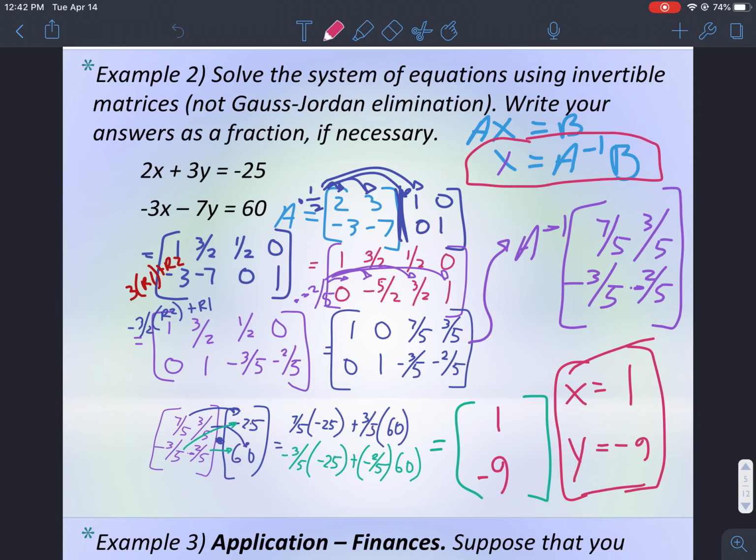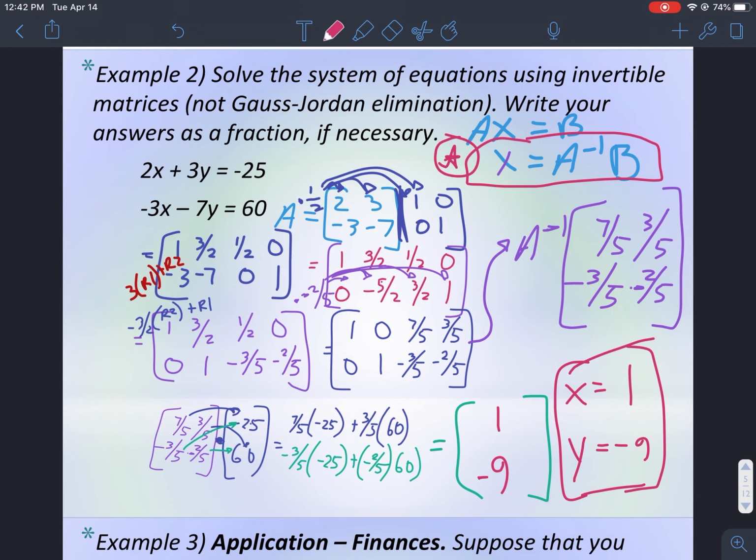This is PreCalculus Unit 7.3. Here's where we left off last time. We were solving systems of equations using invertible matrices, and solving the matrix equation X equals A inverse B.